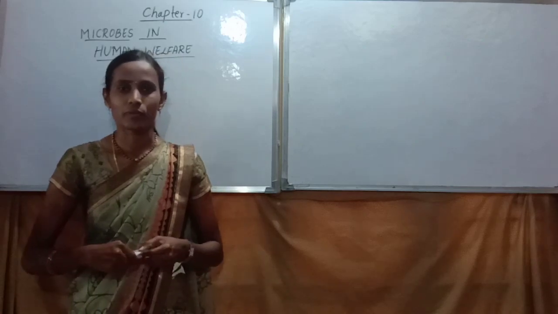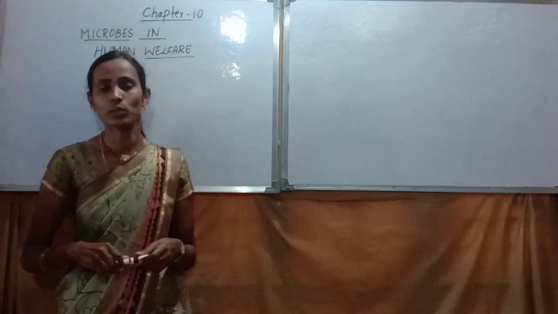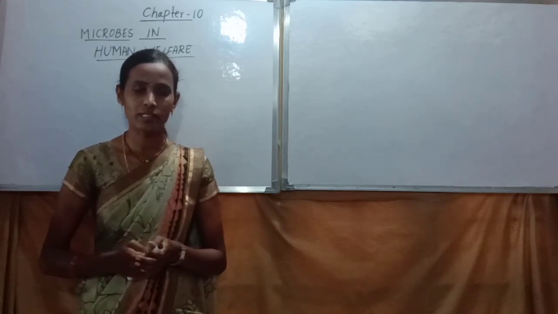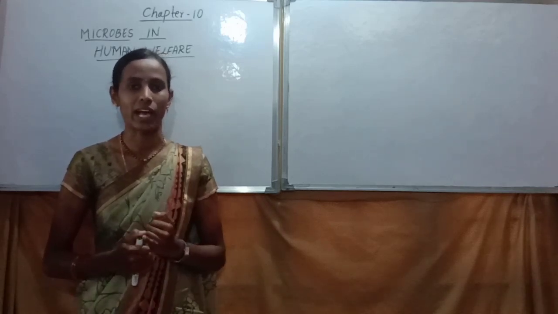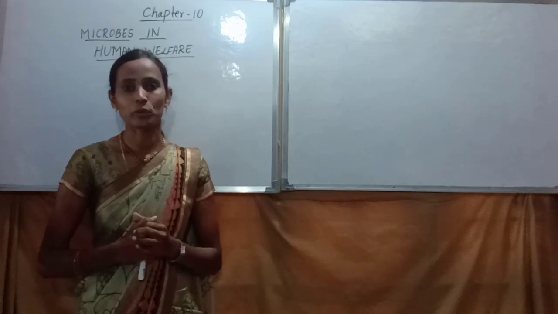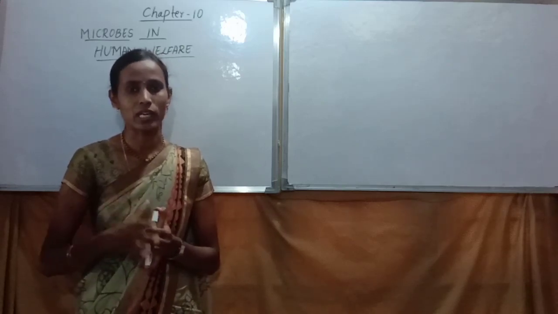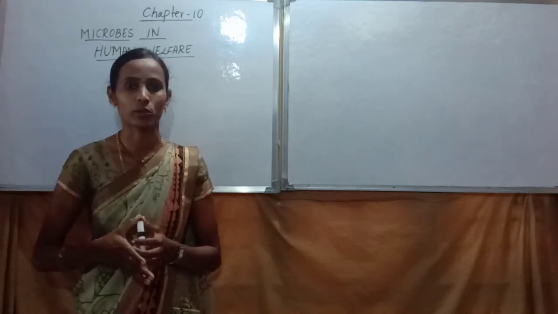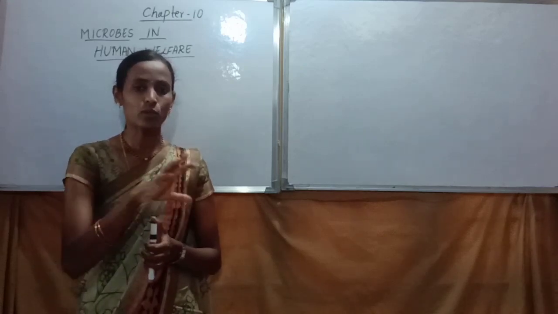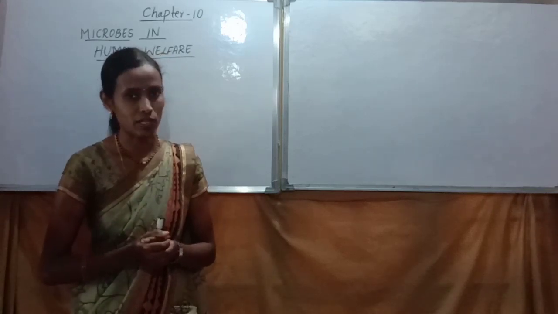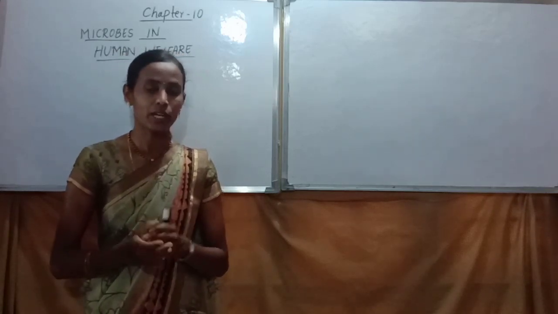In the previous class, we were discussing a few household products, that is, the role of microbes in household products. In the last class, I discussed the role of microbes in the preparation of bread, in the preparation of idli, dosa, and how microbes play an important role in the curdling of milk. In all these cases, the role of microbes is very important, and the name of the microbe is also very important. You should remember.